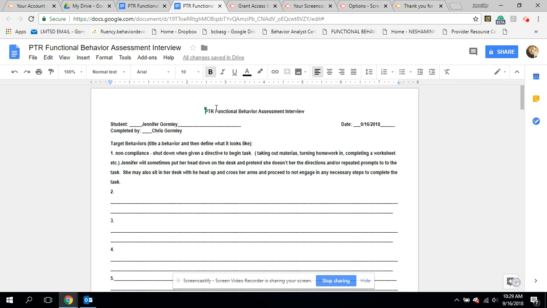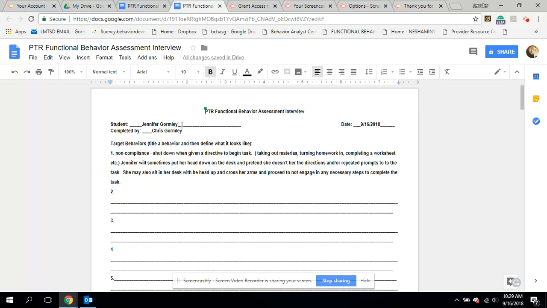So the first thing you're going to do, and you can either type right into the document, because I usually send it in a Word format or a Google format, or you can print it, fill it out, and scan and email it, or screenshot and text it to me, whatever is the easiest for you. Because I can always take the screenshot if you were to email it to me, and I can turn it into a PDF.